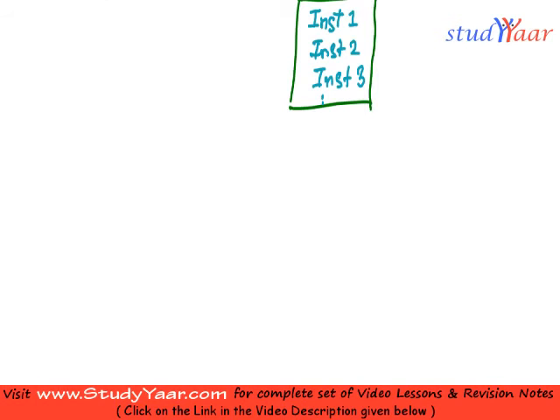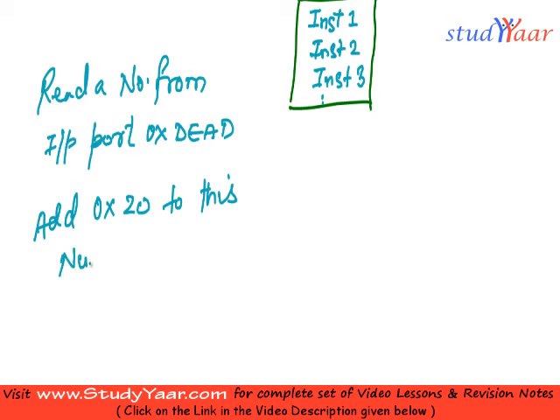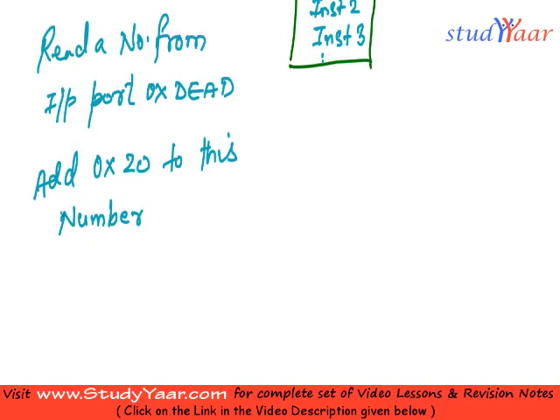What I want is to read a number from an input port, having port number, let's say, DEAD. And then what I want to do is add 20, not exactly 20, rather 20 in hex, to this number. And then I want to push out the result, or just send out the result to an output port.